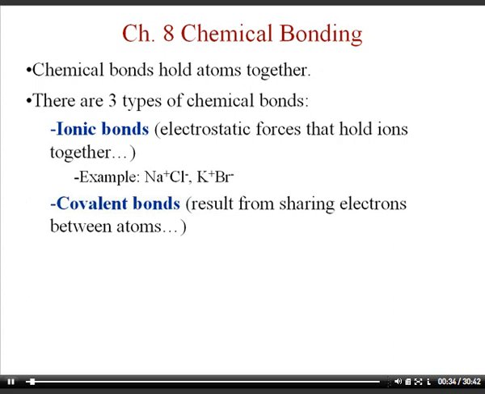Then we have covalent bonds, which are keeping atoms together when they share electrons. So for example, we have a hydrogen molecule made up of two H's, and they share one electron between them, and that's what keeps this molecule from falling apart.